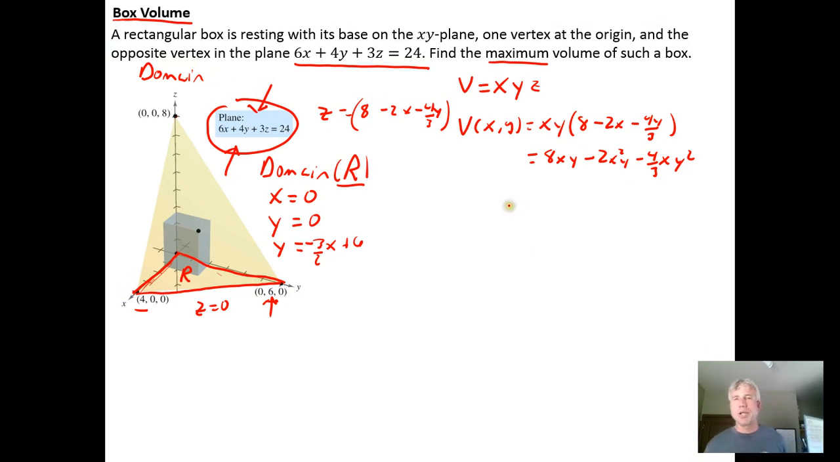And in this case, we're going to get partial derivatives that are always defined, so we're going to need to find when the partials are simultaneously 0. So looking at my volume function, first I'm going to calculate the partial derivative with respect to x. So just walking through here, I'm going to get 8y, and then here I'll get minus 4xy, and right here we're going to get minus 4/3 of a y squared.